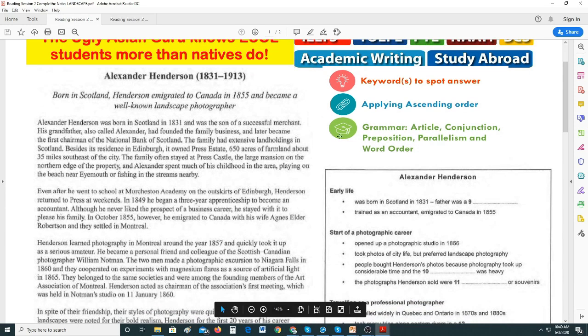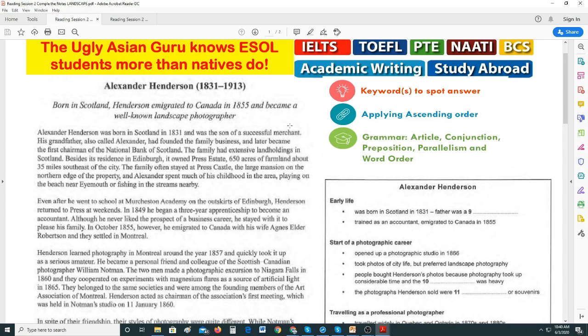So see what we have to do first, because this is filling the blanks or completing notes. You don't need to read anything, your heading or subheading, nothing. What you have to do is first you go to the question. Alexander Henderson is the heading here, so this heading and that heading don't make any difference. You have to figure out early life. Was born in Scotland in 1831. A keyword can be Scotland and 1831.